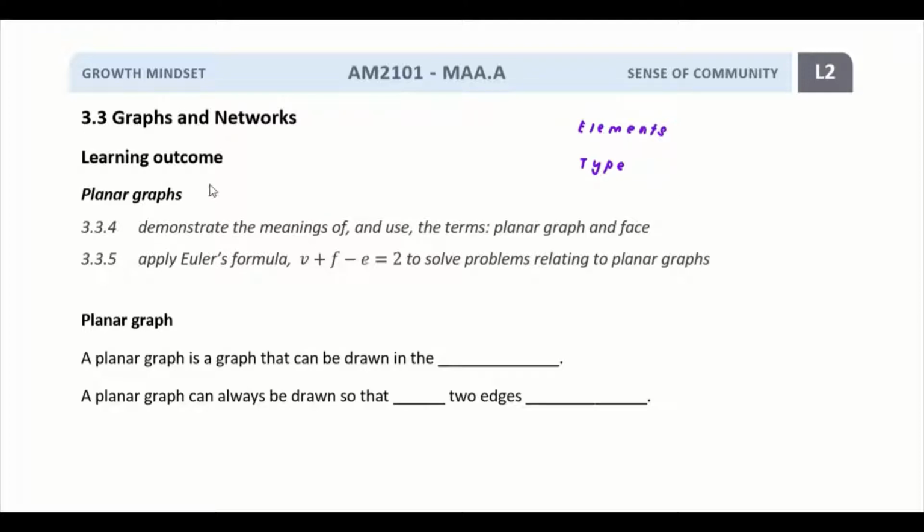So for today's lesson, we are going to look at another type of graph, which is known as a planar graph. So two learning outcomes for the day. The first one is you will understand the meaning of a planar graph, the definition of a planar graph. Second, when we talk about a planar graph, there is one identity that you will need to learn, which is known as Euler's formula. So you'll be able to understand how this formula works, and you'll try to use it to solve problems. So remember, first, what is meant by a planar graph? Second, how to apply Euler's formula. So let's start with the first part.